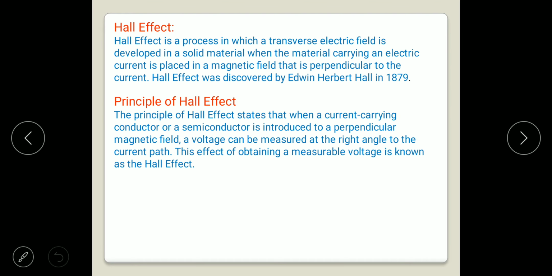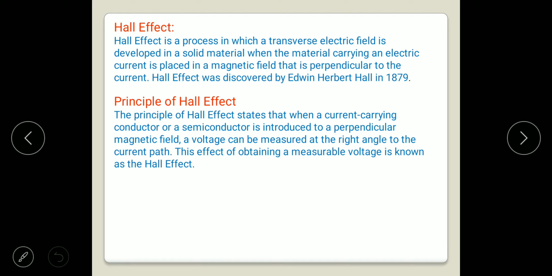Next is the Hall effect. The Hall effect is the process in which a transverse electric field is developed in a solid material when the material carrying an electric current is placed in a magnetic field that is perpendicular to the current. The Hall effect was discovered by Edwin Herbert Hall in 1879.